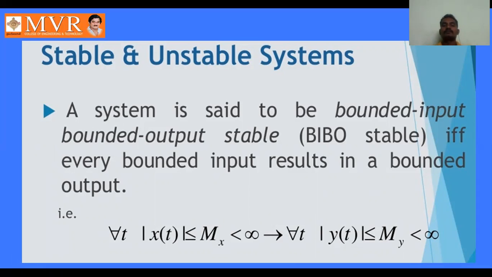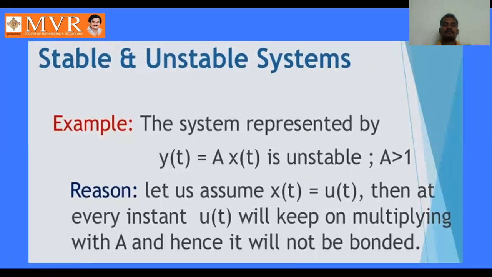Here the bounded input is x of t. Here Mx is in between mod x of t and infinity, whereas My is in between mod y of t and infinity. So bounded input results in bounded output. That is stable. This is about the stable and unstable systems.